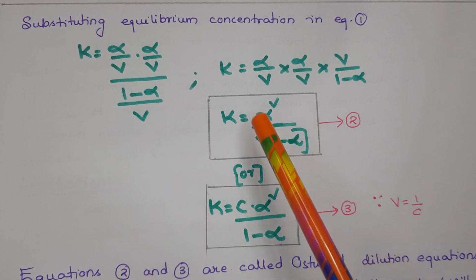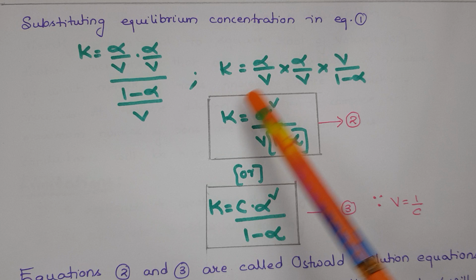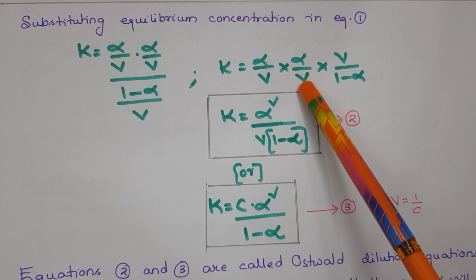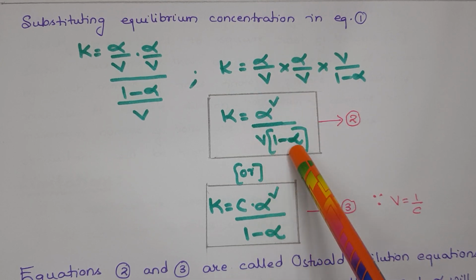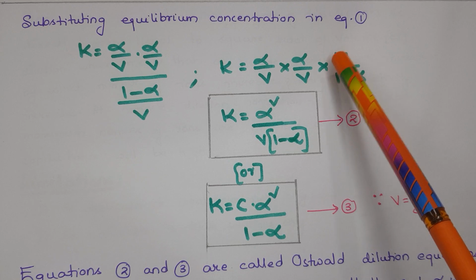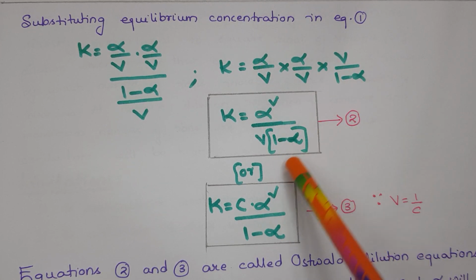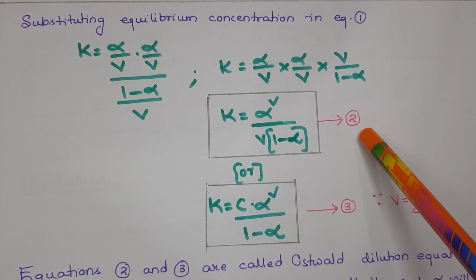K is equal to alpha by V into V by (1 minus alpha). So V gets cancelled and what remains? Alpha into alpha, that is alpha square, by V into (1 minus alpha). Again, students, V gets cancelled. K equals alpha square by (1 minus alpha) into V. Write it as equation number 2.